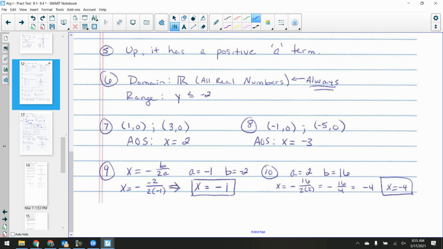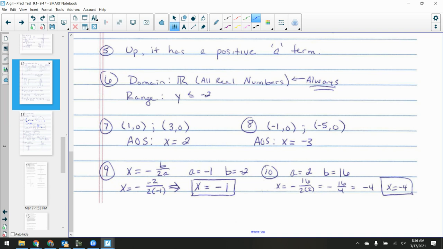And then who had 10? Tyler had 10. We got x equals negative 4. I would agree with that. A is 2. B is positive 16. So it's 16 over 2 times 2, which is 16 over 4, which is 4. Keeping the negative out front, we see x is negative 4. X equals negative 4.